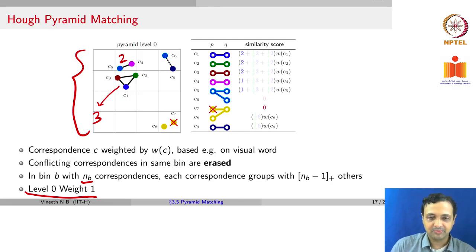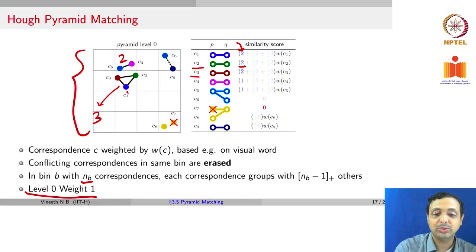Now you see that you have the similarity scores, which are given as follows. For C1, which is here, you have 2 new correspondences that it gets combined with, so you put the score to be 2. For C2 similarly, you have 2 new correspondences, so you put the score 2. For C3 you have 2. For C4 you have just 1 new correspondence in addition to C4 in that bin, so you put a 1.